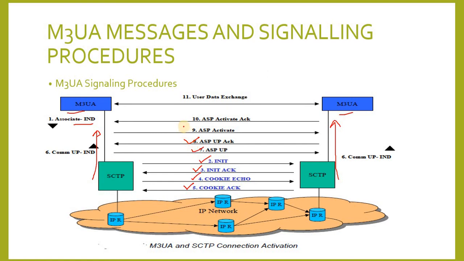9. From here the originating M3UA layer will send an ASP Active protocol message. The M3UA layer uses this message to indicate to its peer M3UA layer that it is ready to receive signaling messages. This message is a traffic maintenance message. 10. Once the ASP Active message is received, the M3UA layer will respond with the ASP Active ACK message. This message is a traffic maintenance message. 11. Finally, the data to be sent is sent across the active association between the two M3UA peers.